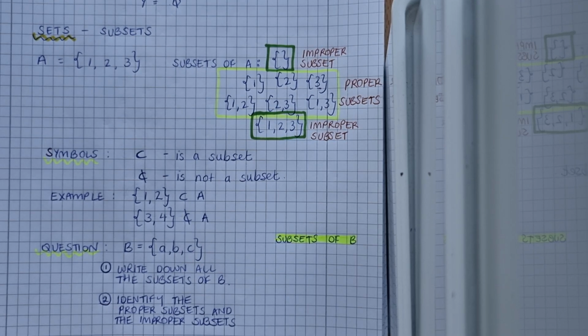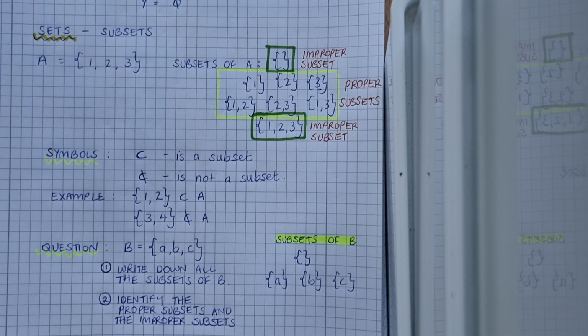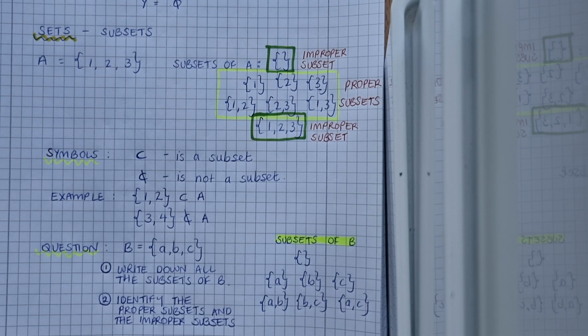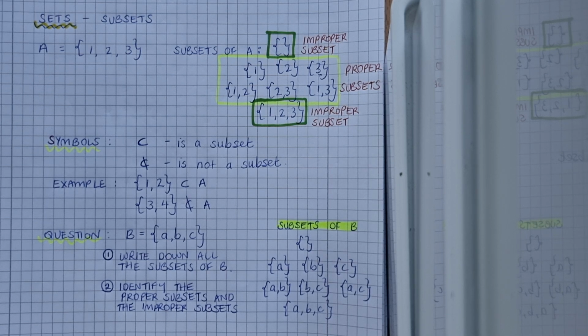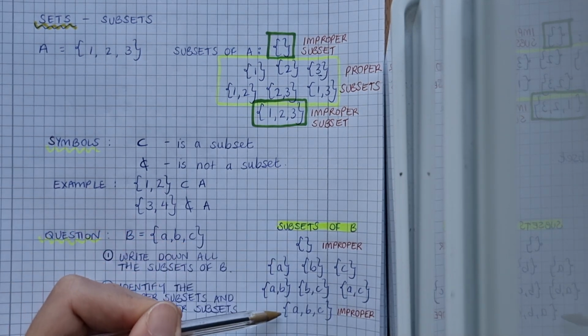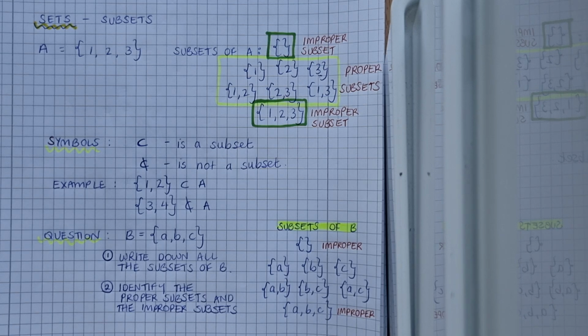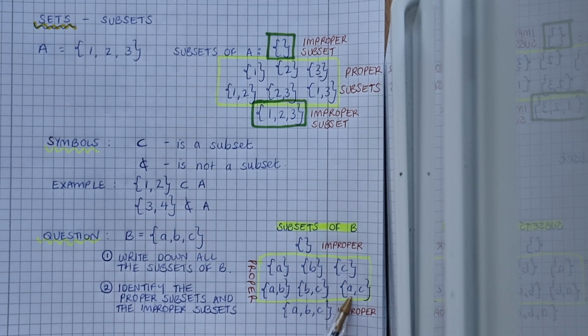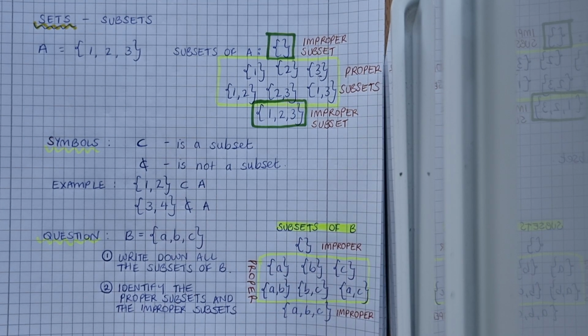Okay, so here we go. I've got the null set, I've got all the sets with 1 element, I've got all the sets with 2 elements, and I've got the full set {A, B, C}. This empty set and this set {A, B, C} are the improper subsets, and everything else on the list inside this yellow box is a proper subset.